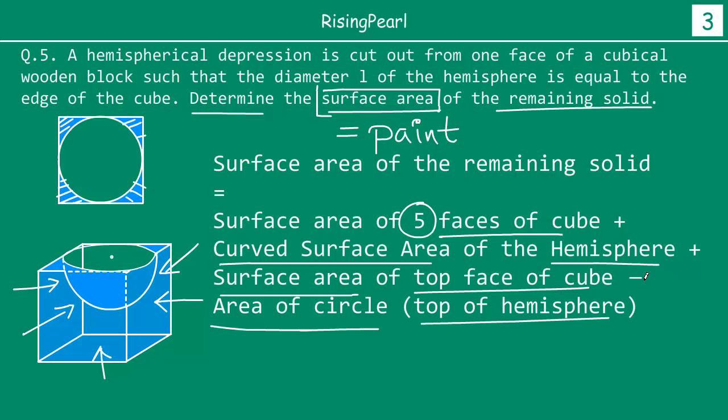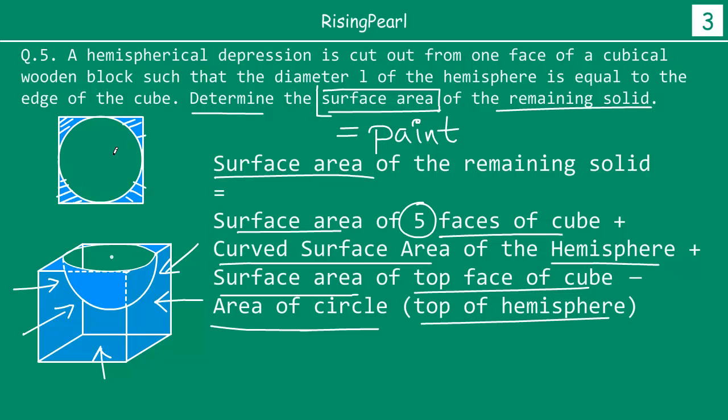Again, going back to the second step of our 3-step strategy, we find out all areas that we need to add and or subtract to get to our required area. Because we are carving out this part, the 5 faces, the front, back, left, right, and the bottom, we are good with that. So the surface area of the 5 faces of the cube plus the curved surface area of the hemisphere, very important because we have to apply paint throughout the curved surface area of the wooden block, plus this little part which is going to be left over on the top face of the cube.